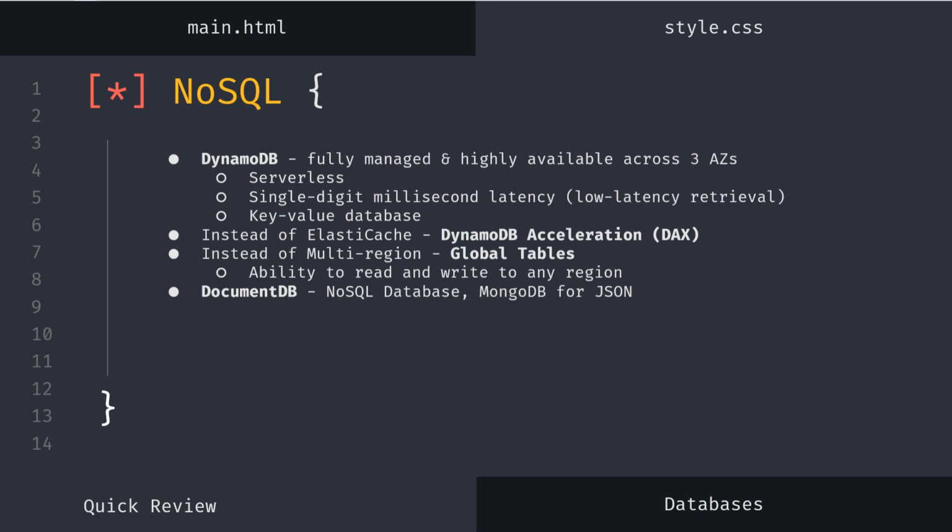Instead of ElastiCache, you can use DAX, or DynamoDB Accelerator. Instead of multi-region, you have global tables. But the special thing about global tables is you can read and write to any region. However, there are some problems that may occur when you write to any region as they sync together, right? And then you have DocumentDB, which is similar to that cloud-optimized version we talked about, but for the NoSQL database, or specifically MongoDB's version for JSON.